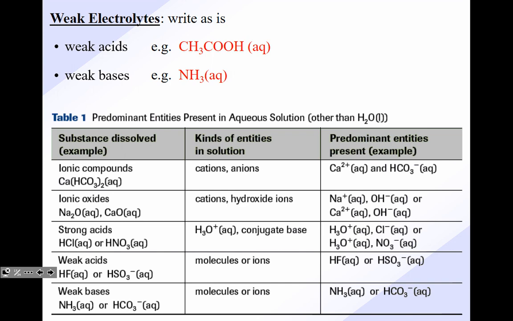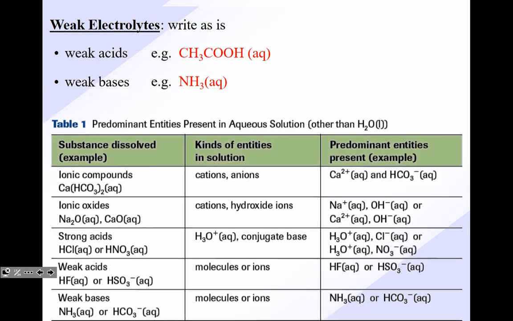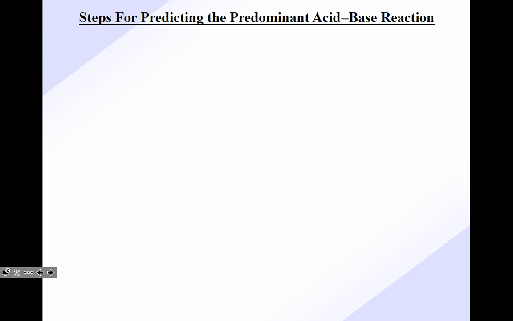Okay, and there's an example right out of your textbook: strong acids, strong bases, we write in their ion entity form. And for weak acids or weak bases, we write them as they are. Okay, steps for predicting the predominant acid-base reaction, then I'll go over some examples.